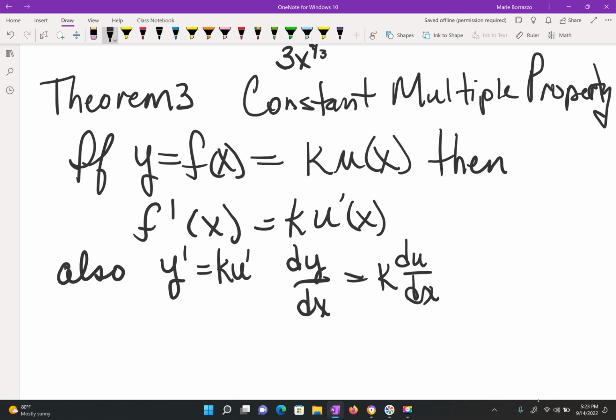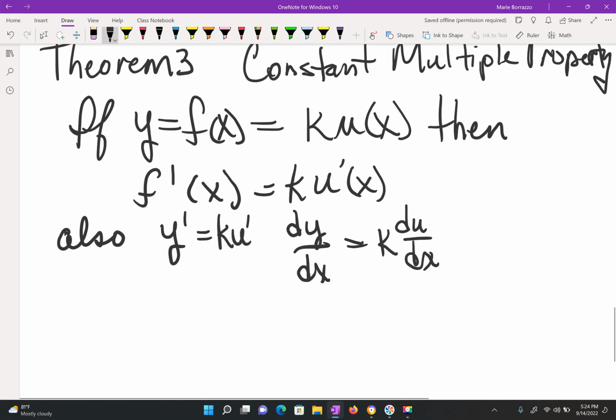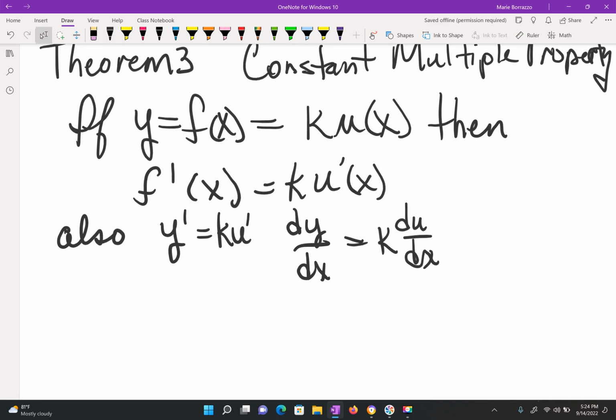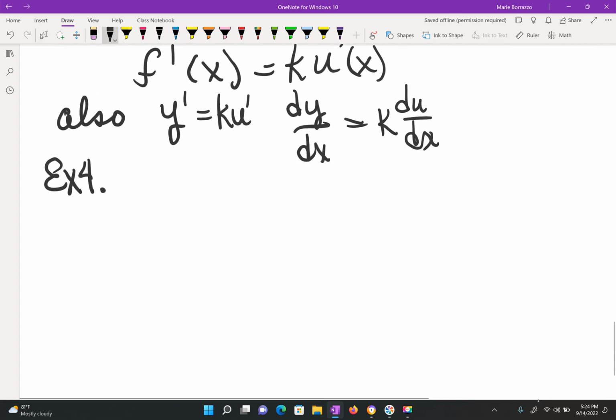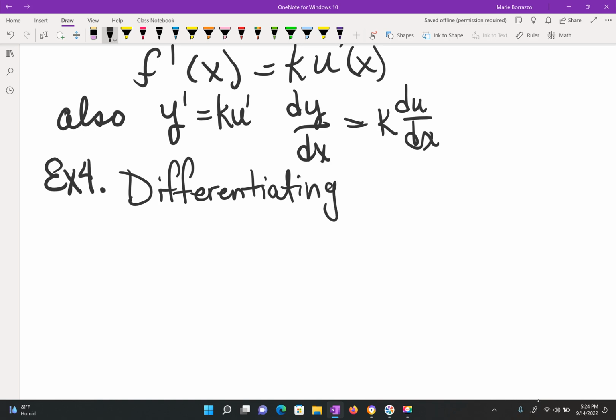So let me show you some examples of that, because that looks to me like alien language. Gibberish. I showed it to a few students, and they were like, "What is that? What language is that?" It's really easy. I just want you to see the connection of how it ties together. So in example 4, we are differentiating a constant times a function.